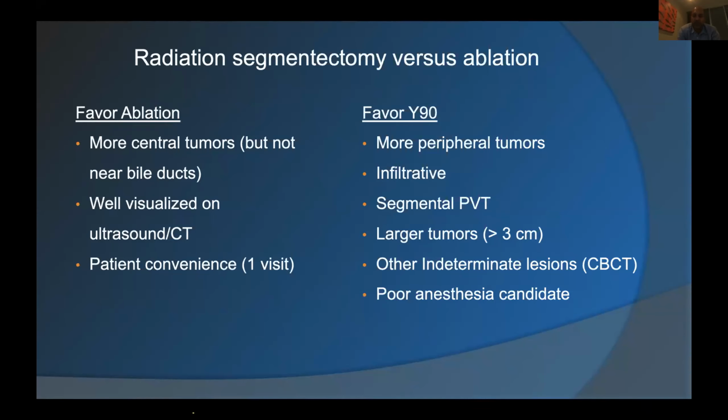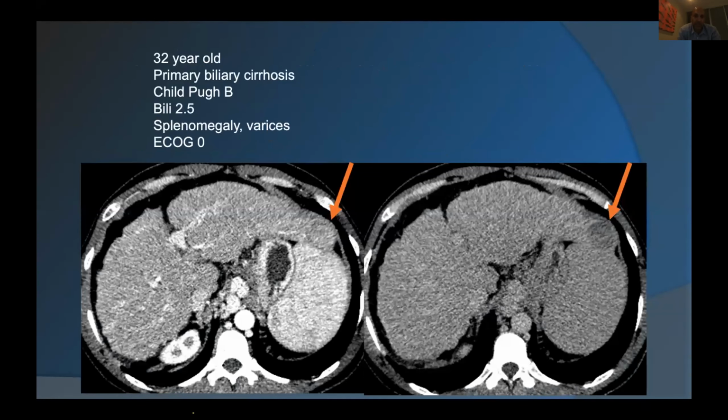Over the last 6 months, I've tried to discourage GA because of COVID. And so for radiation segmentectomy, I'll do it with moderate sedation. And honestly, in many cases, I've done it with just lidocaine only with very good tolerance. Again, I want to just wrap up with one more case.